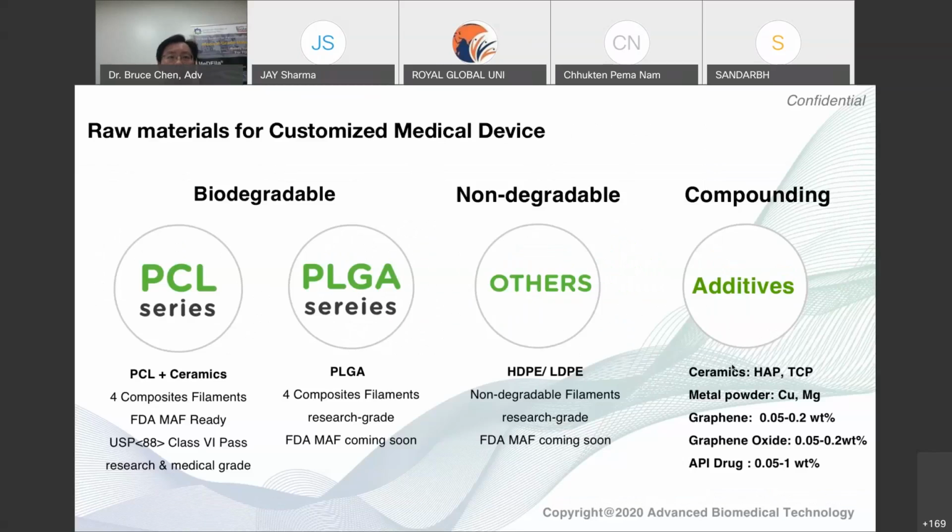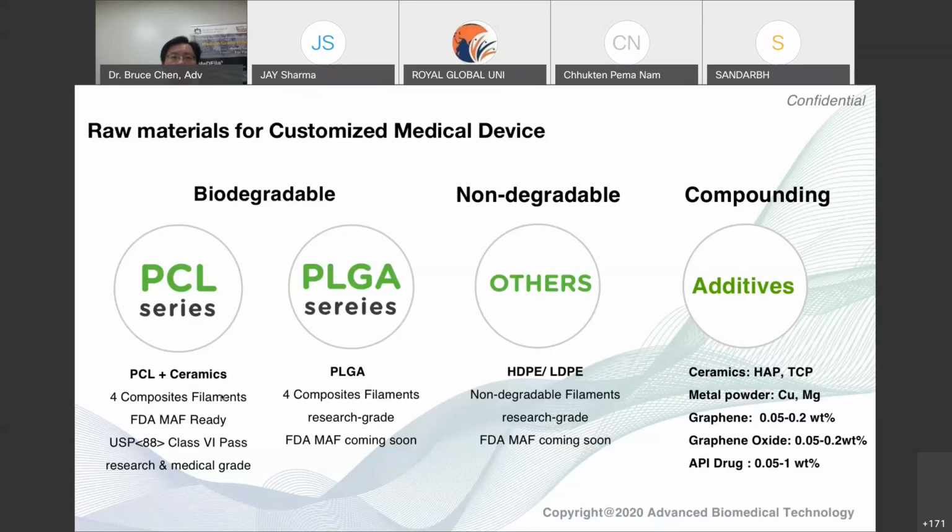So as you can see in our raw material category for biodegradable parts, we provide a PCL series. Right now we have several FDA master files available, and we separate them into four kinds of filament. It's a pure polycaprolactone, or otherwise we blend with bioceramics at different ratios. Why do we want to do this? Because as we know, when you use it in the human body for research or for a medical implant, you have many choices to release a drug or to sustain the structure for the long-term implant.